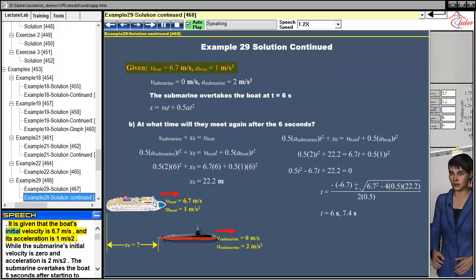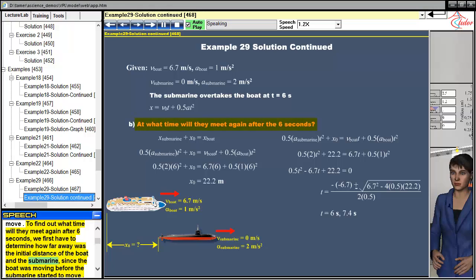To find out what time they will meet again after 6 seconds, we first have to determine the initial distance between the boat and the submarine, since the boat was moving before the submarine started to move. Assume that the boat was behind the submarine.